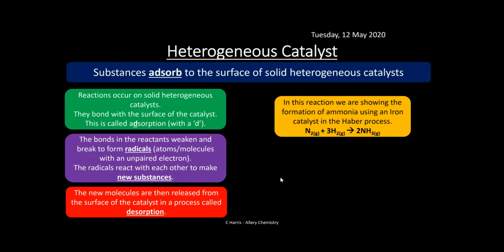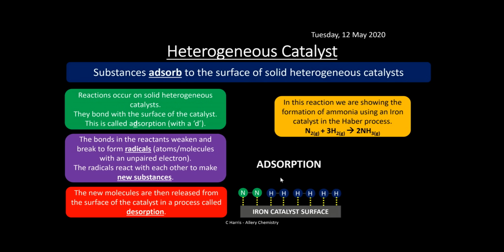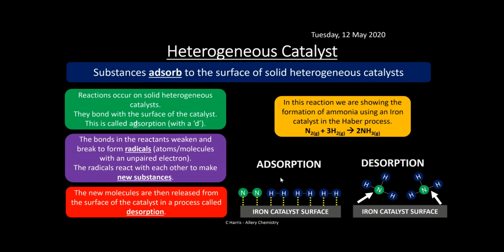In this reaction, we're showing the formation of ammonia using an iron catalyst in the Haber process that we've seen already. So here's our iron catalyst surface, and our nitrogen and hydrogen. These bond to the surface, and this is called adsorption. That's what the yellow dots represent. Then they form the radicals and react to form our product, which is ammonia, and they break away from the surface. That's desorption. This leaves the surface free to undergo another reaction for more molecules later on. So it's pretty straightforward.